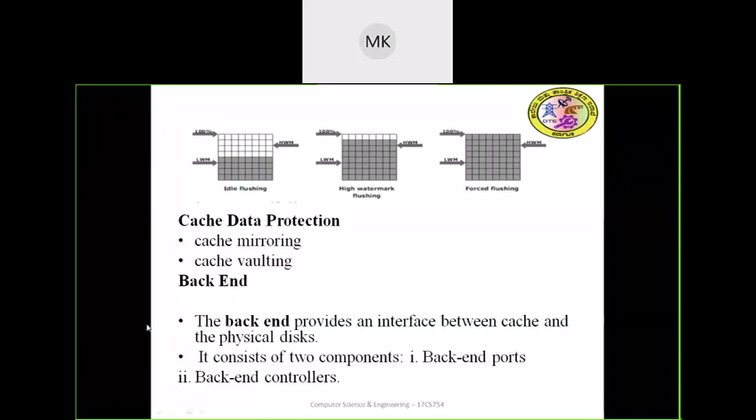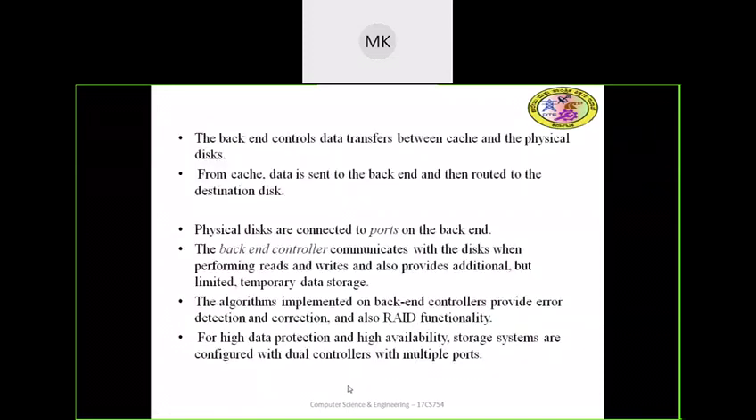Cache vaulting and the backend. The backend provides an interface between the cache and the physical disk, consisting of two components: backend ports and backend controllers. The backend controller manages the data transfers between the cache and the physical disk. From cache, data is sent to the backend and then routed to the destination disk. Physical disks are connected to ports on the backend.